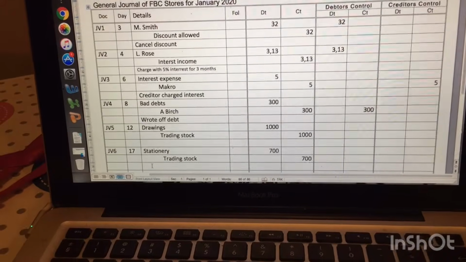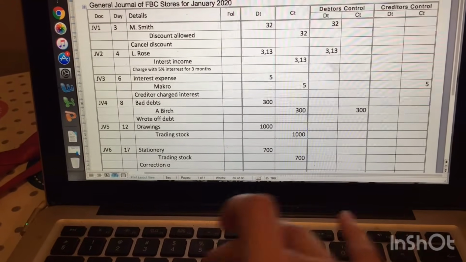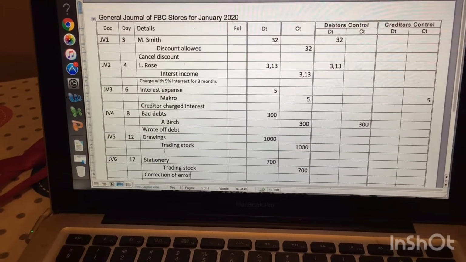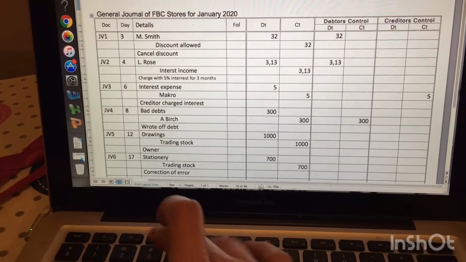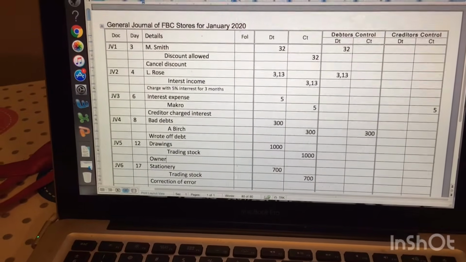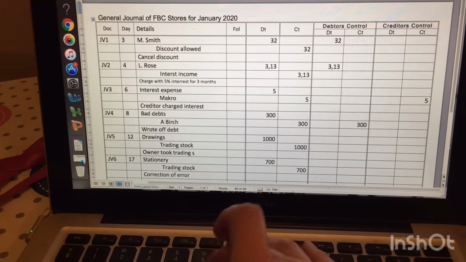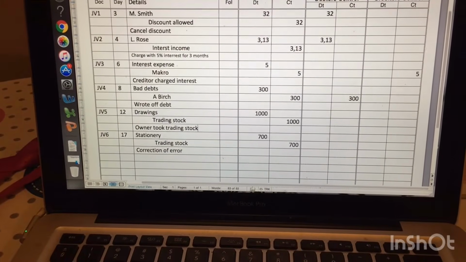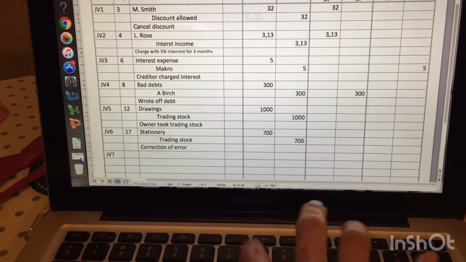And then I just made a little mistake. I forgot to write everything. I'm just going to write the correction of error for now. As I said, we'll sort out the details later. And the one on top there, owner took trading stock. And then just to quickly show you the last one with the two creditors, journal voucher 7.